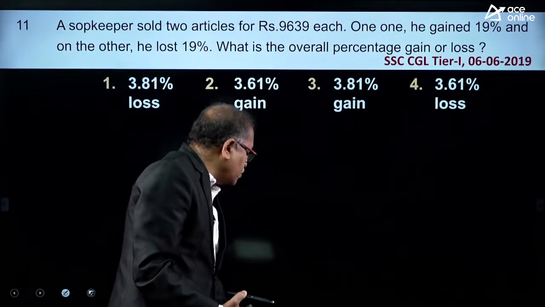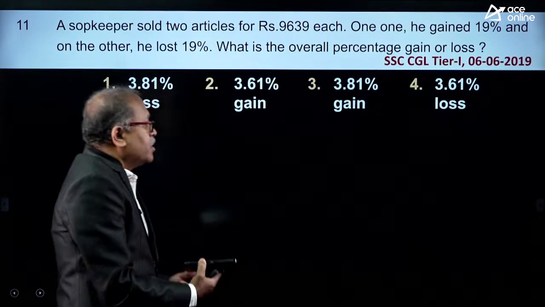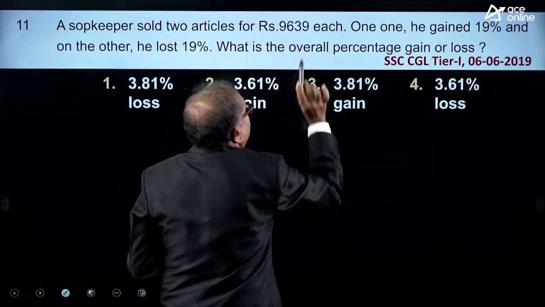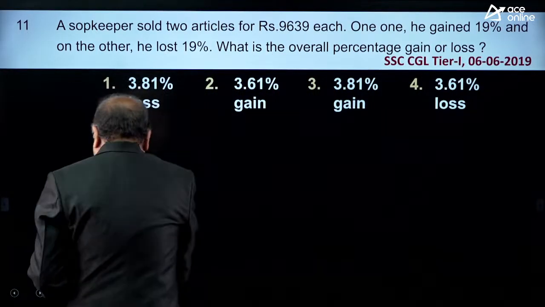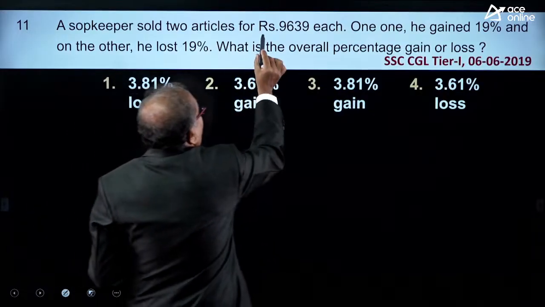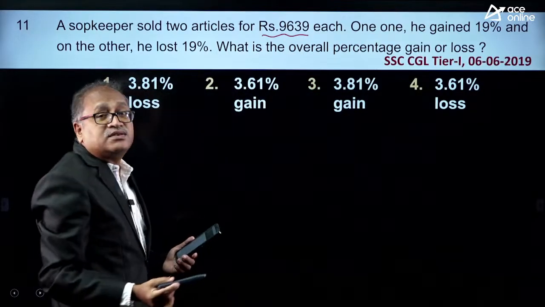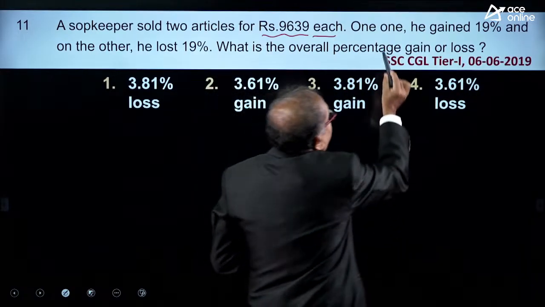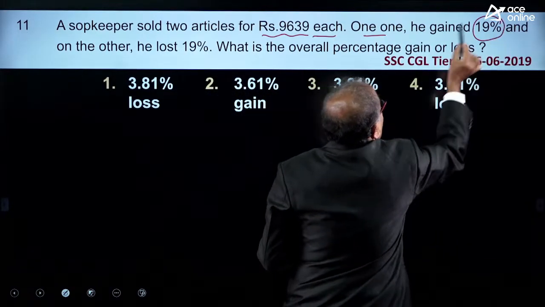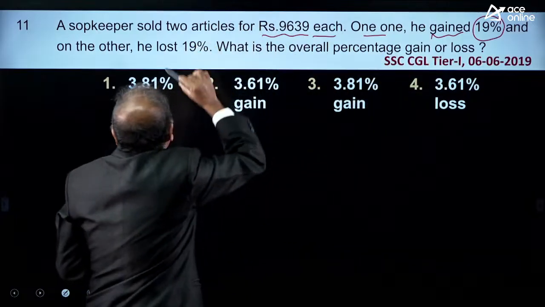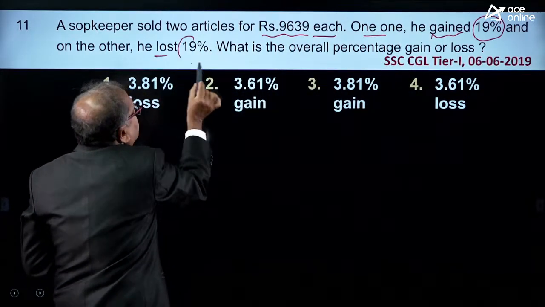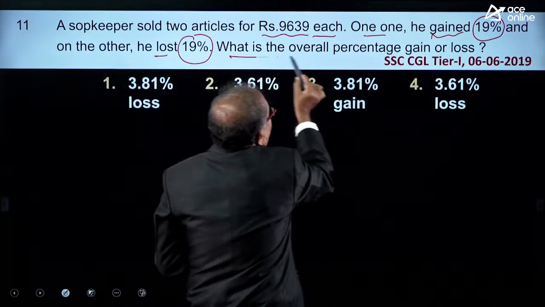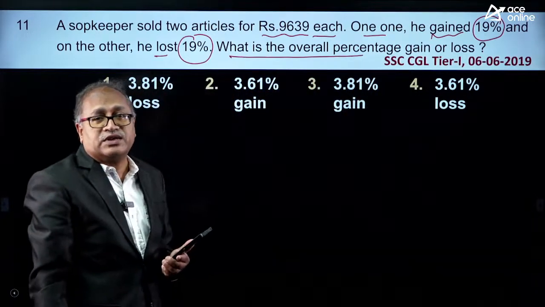So here is your next question. A shopkeeper sold 2 articles. Everyone will answer the question, I know this. 2 articles for rupees 9,639 each. The selling price of each of the 2 articles is the same. In one he gains 19%, and in the other he loses 19%. X square by 100. Apply that formula. What is the overall profit or loss percentage?